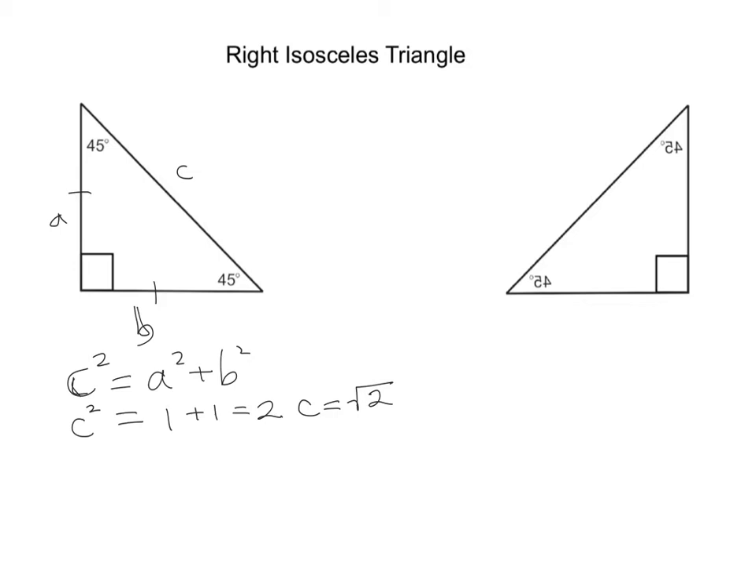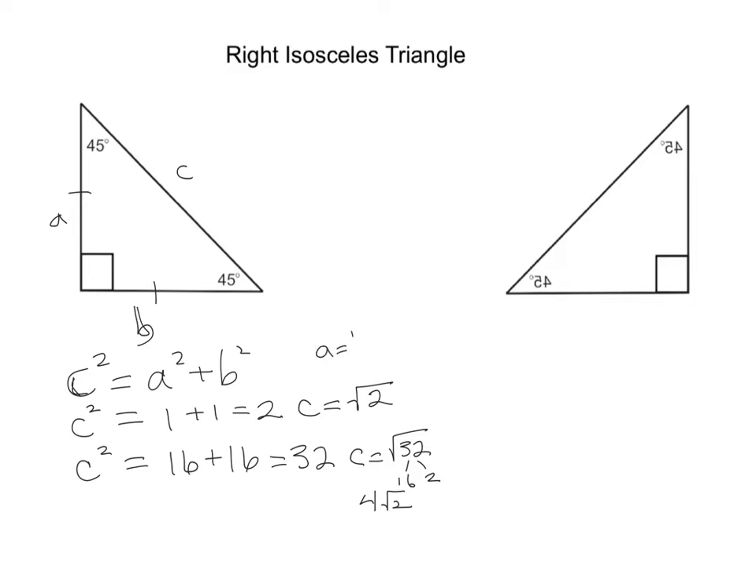Let's try a different one. Let's let a and b both be 4. 16 plus 16 is 32. So c would equal the square root of 32. 32 is 16 times 2, so that would be 4 square root of 2. Okay, so what did we notice here? Well, we noticed a pattern. Remember, math is all about patterns.